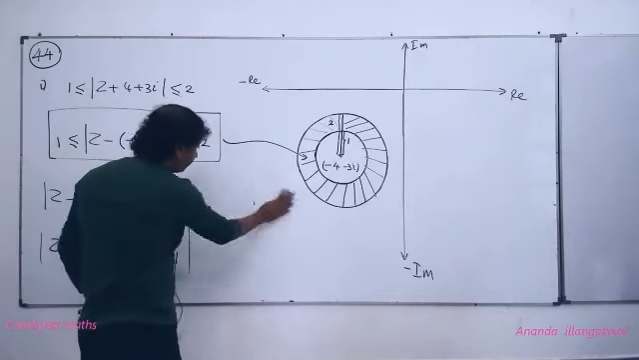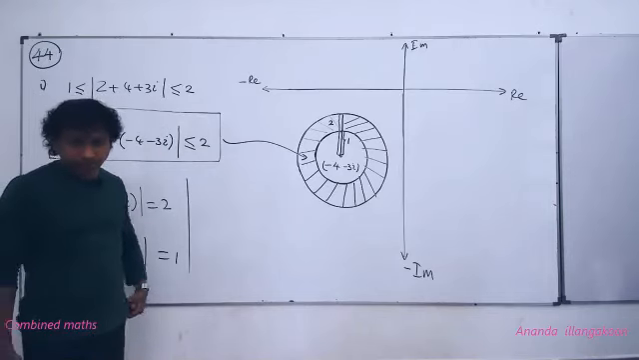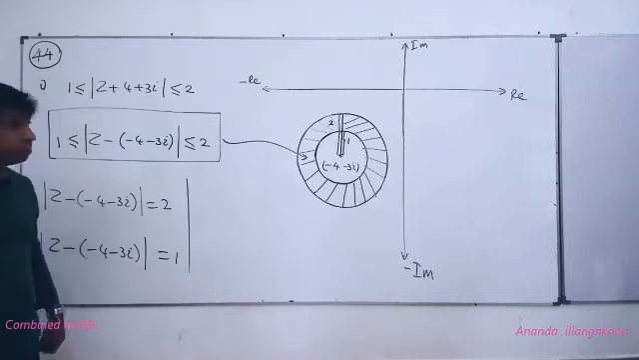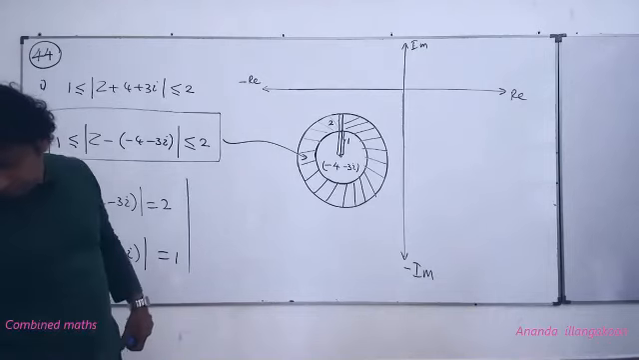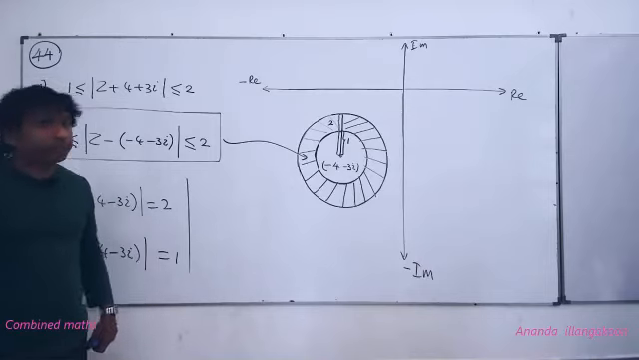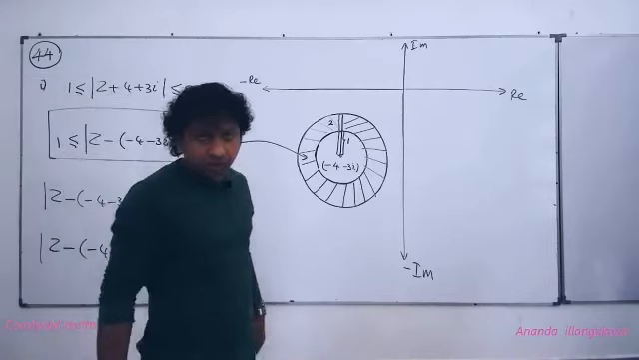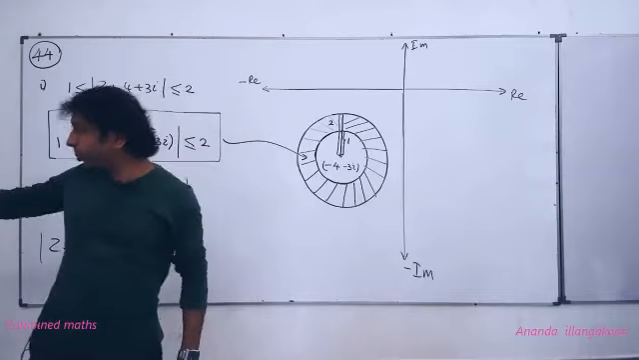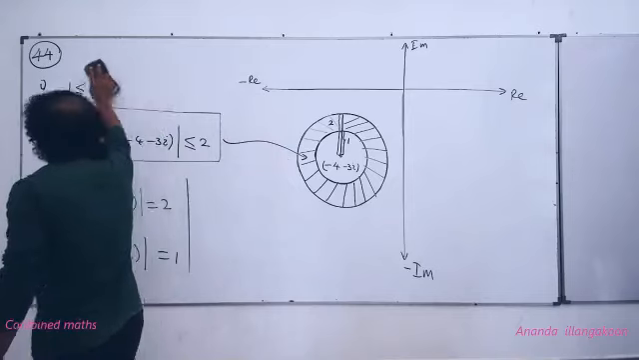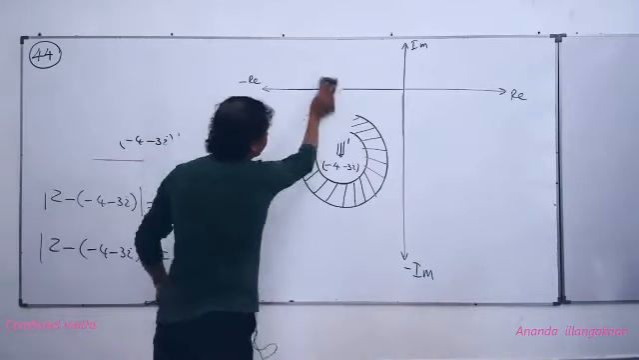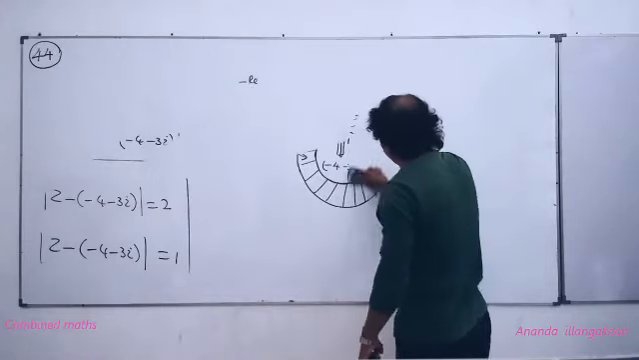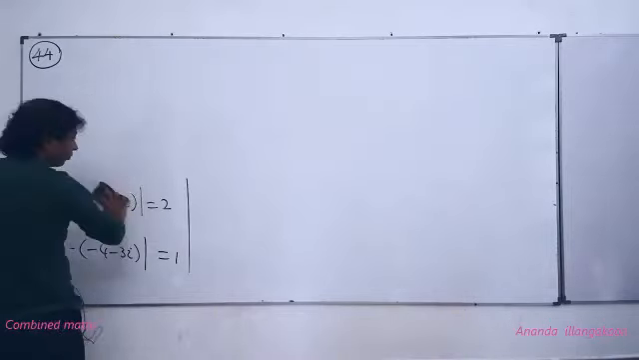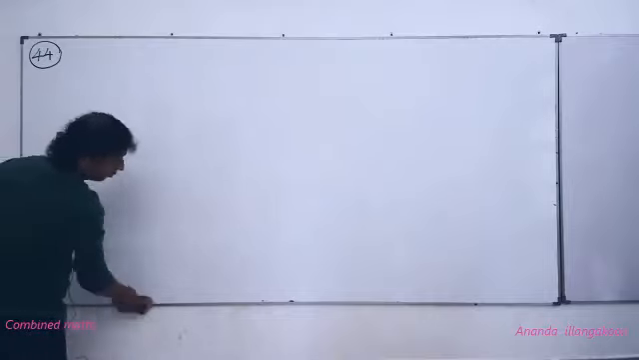Any question, people? No question. Right. Take number 2, people. Take number 2. Number 2, second part, take. Any question here? No question. Part 2, take, people. Part 2.